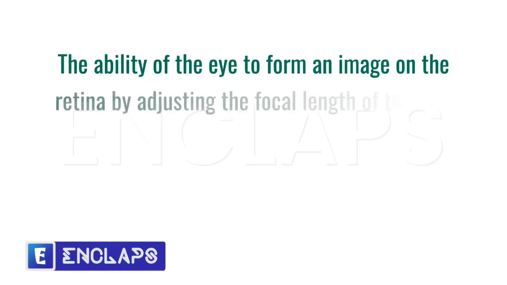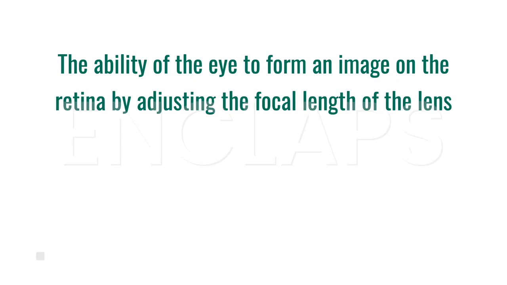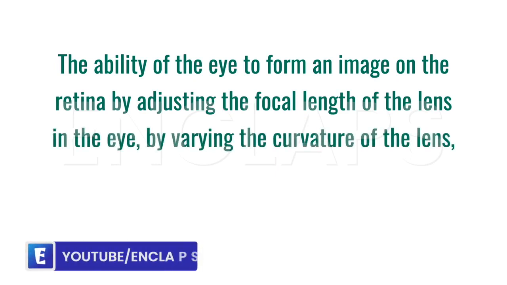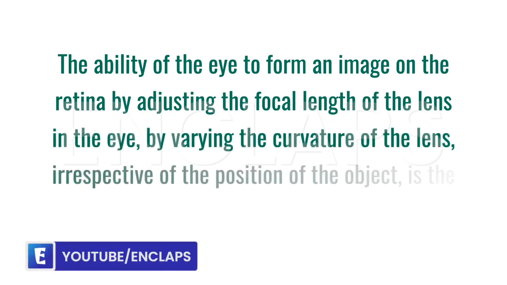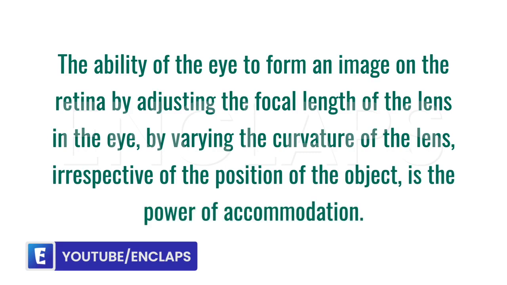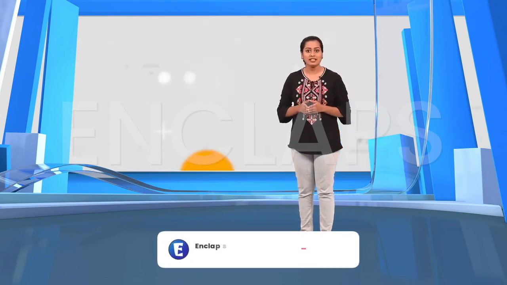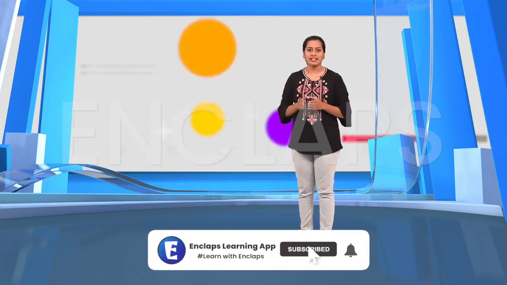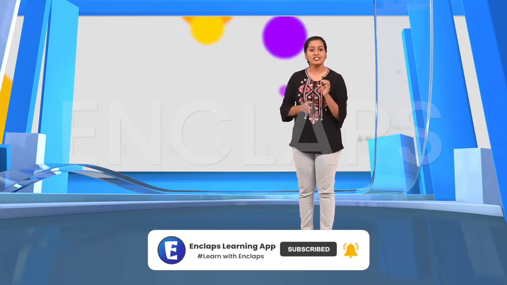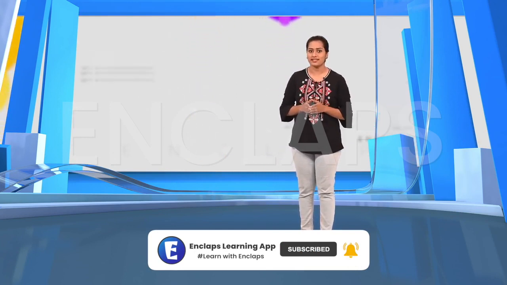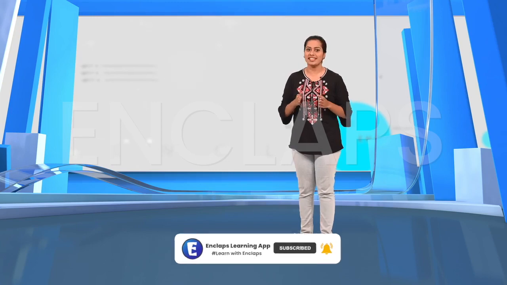The ability of the eye to form an image on the retina by adjusting the focal length of the lens in the eye by varying the curvature of the lens irrespective of the position of the object is the power of accommodation. So, in this session, we have learned how the image is formed by the eyes. Image is formed by adjusting the focal length of the convex lens of the eye with the help of the ciliary muscles.